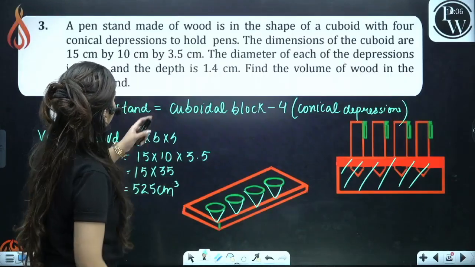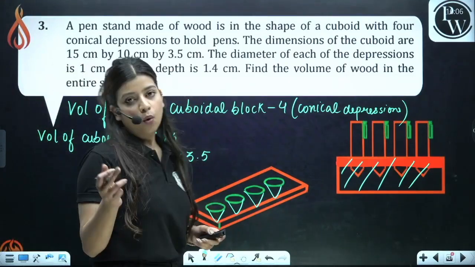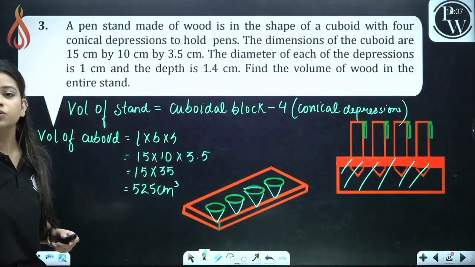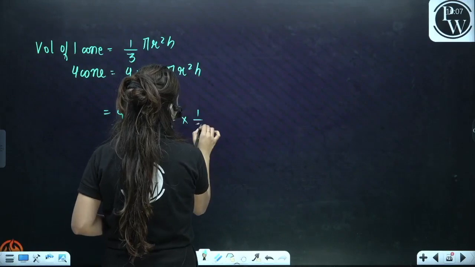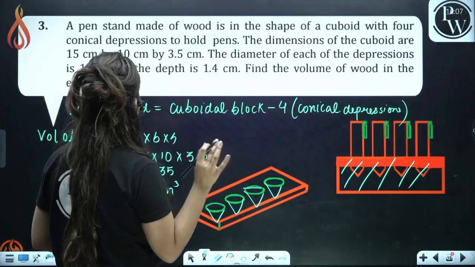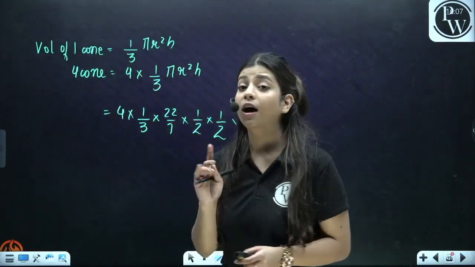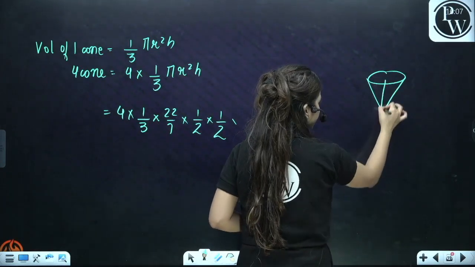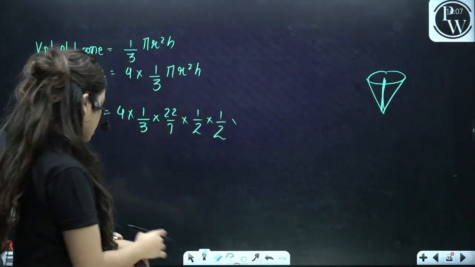What is the radius of the cone, students? The diameter of the depression is 1, so the radius will be half of the diameter, that is 1 by 2. So that will be 1 by 2 into 1 by 2. And the height of the conical depression is given to us as the depth. If I tell you that this is a conical depression and this is the depth, it automatically means that it is the height of your given conical thing.